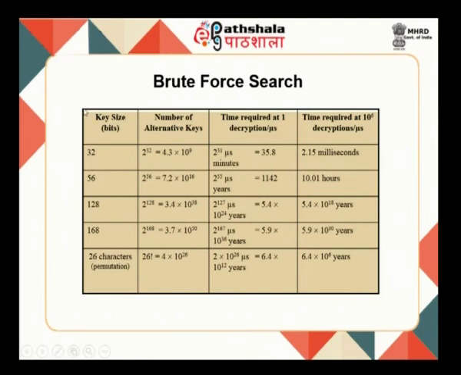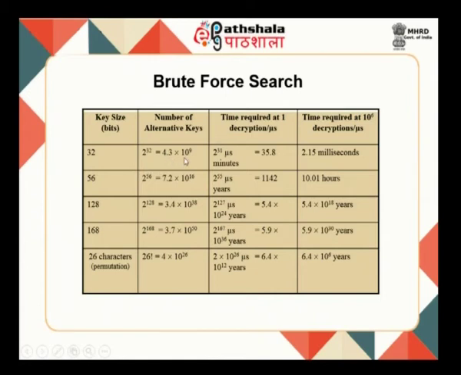From this table you can understand how much time it takes to break into a system if I choose a key of a certain size. Here you can see key sizes in bits. You know what a bit is, right, a binary digit, either 0 or 1. We also have the number of alternative keys. This column explains the time required at 1 decryption per microsecond, and the time required at 10 to the power 6 decryptions per microsecond. It is the capacity or capability of your system. They are considering two different systems, one with 1 decryption per microsecond and one with 10 to the power 6 decryptions per microsecond. So, if I first choose a key of 32 bit size, how many alternatives do we have?